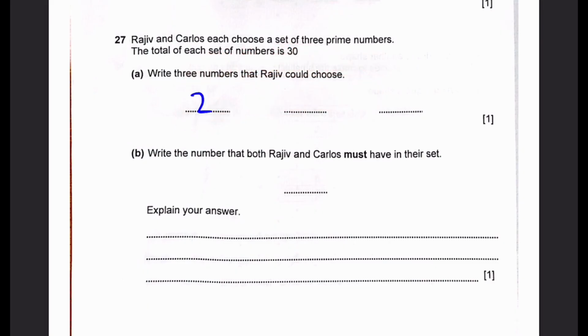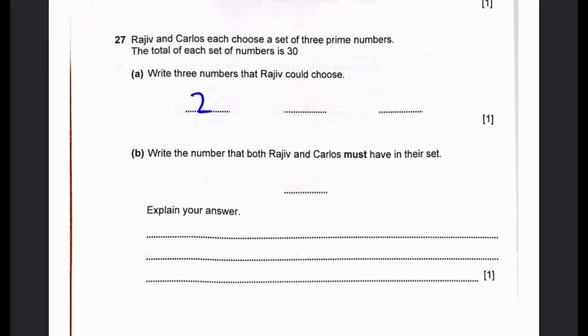So 2 is the only even prime number. Otherwise, the answer of adding them would be odd. Let's say 3, 5, 7. This one adds up to 15, which is an odd number. You can take any 3 odd numbers, add them up, you will always get an odd number, so we cannot use that. We have to use one even number and 2 odd numbers.